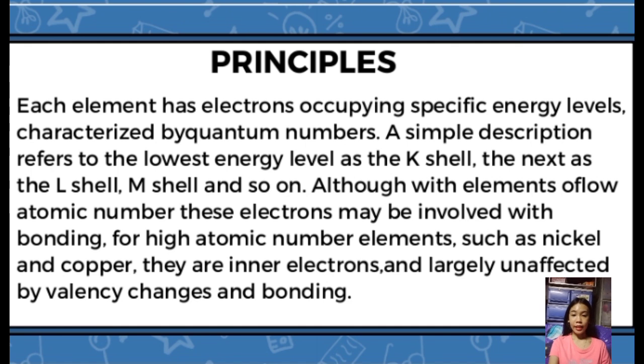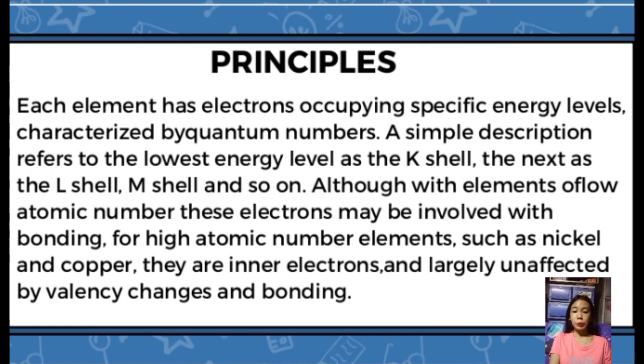Each element has electrons occupying specific energy levels, characterized by quantum numbers. A simple description refers to the lowest energy level as the K-shell, with subsequent levels designated as the L-shell, M-shell, and so forth. These energy levels are integral to understanding how electrons behave in various chemical environments.